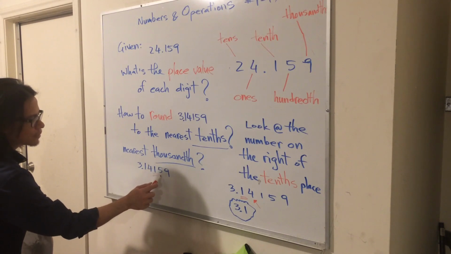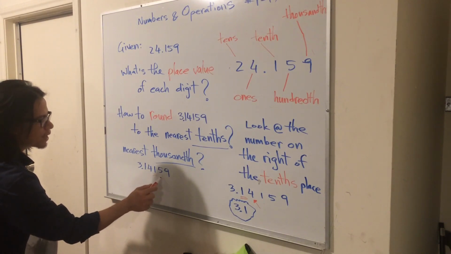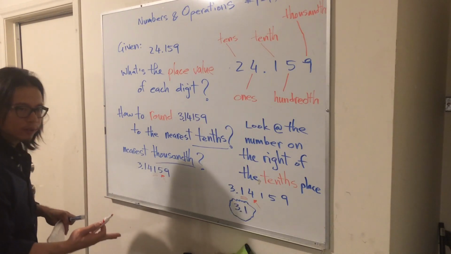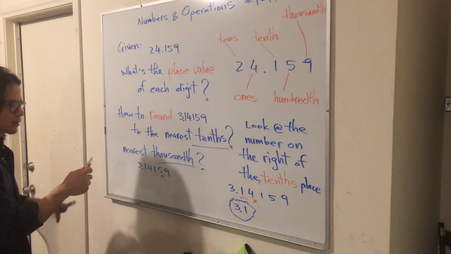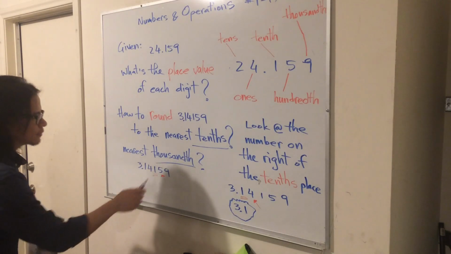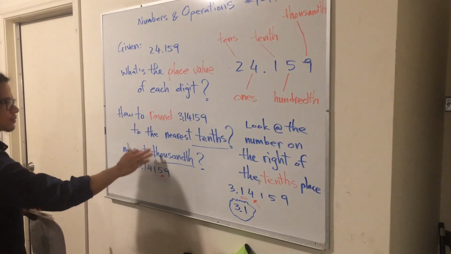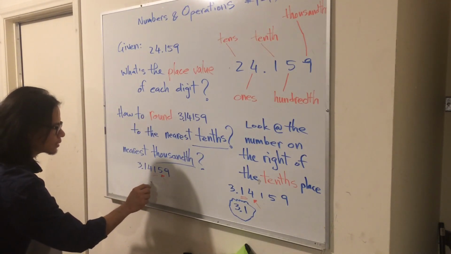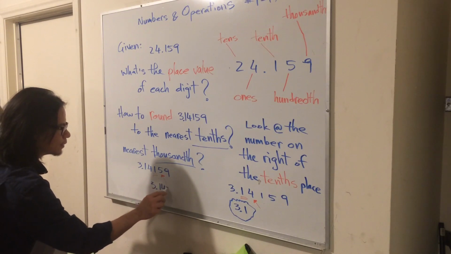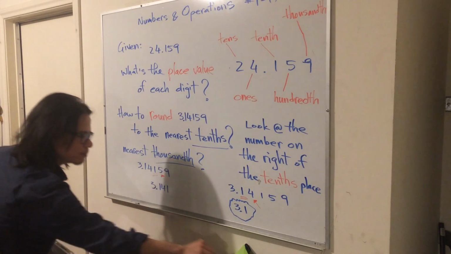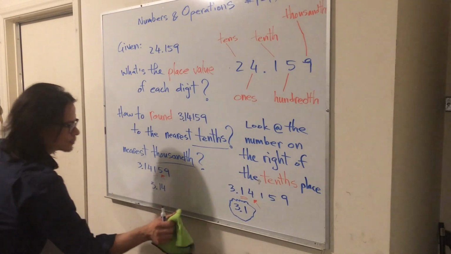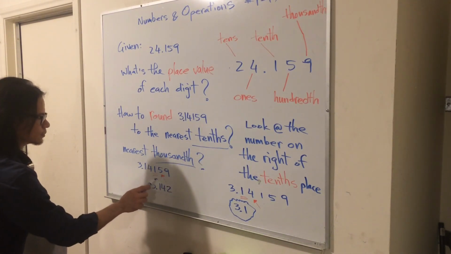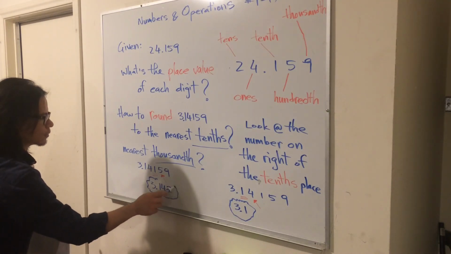And the number to the right of the thousandth place is the 5. Okay, because the 5 is 5 or more, we would need to round the 1 up. So your final answer, if you wanted to round pi to the nearest thousandth, you would get 3.14, not 1, but 2. Okay, so that would be your final answer here. Okay, there it is.